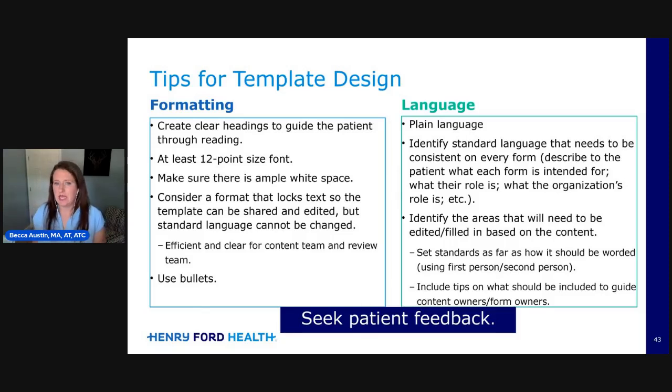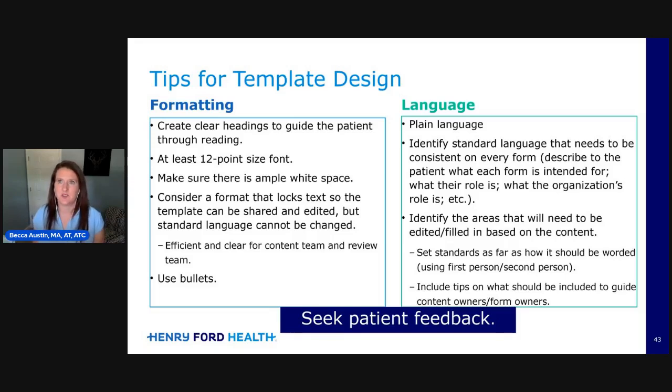Again, plain language. Try and identify that standard language that needs to be consistent on every form. So regardless of the agreement form a patient signs in our organization, they're going to read the same intro. And I think that's really helpful. So you get that general, okay, what am I signing and why am I signing it? And then here are the details. And then identify the areas that will need to be edited, filled in based on the content.